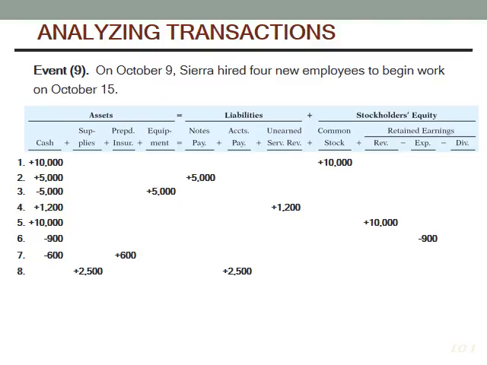All right, number 9. Sierra hired 4 new employees to begin work on October 15th. So no work was done yet. On October 9th, no work has been done and no cash has been paid. So there's no transaction to record in our accounting system. It's a good HR transaction, but it's not an accounting transaction yet because no work has been done and no cash has been traded. So if we had cash, even whether or not there was work, we would record it. If we did work and we didn't receive cash, we would record it. But when neither has occurred, we don't have to record it into the accounting system.